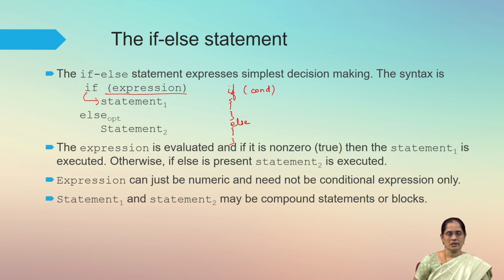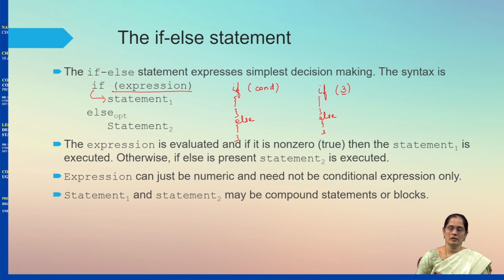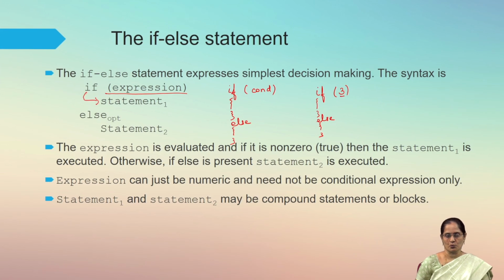The expression can just be numeric or it can be a conditional expression. Numeric in the sense that I can just have it as if (3). This is also accepted. This will consider the value 3 as its Boolean value for its presence. If there is a numerical value, then the condition will be treated as true. We will take a simple example, but before that, we will explore the flow diagram.